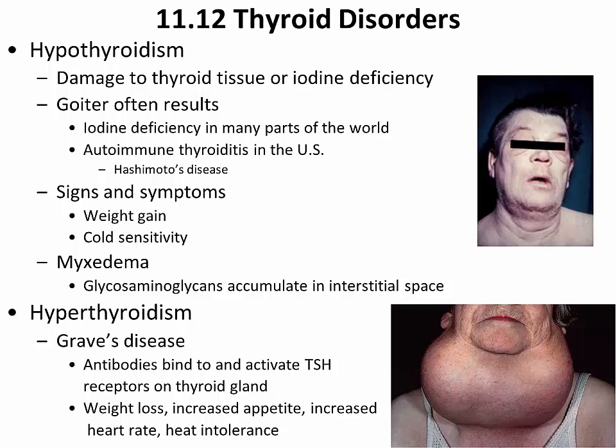Myxedema is another consequence of hypothyroidism. This occurs when molecules referred to as glycosaminoglycans accumulate in the interstitial spaces of the body, and as a result of osmosis, you have swelling, so-called puffiness, that is evident in the face and other areas of the body. Under normal conditions, thyroid hormone prevents the overexpression of these glycosaminoglycans by connective tissue cells.